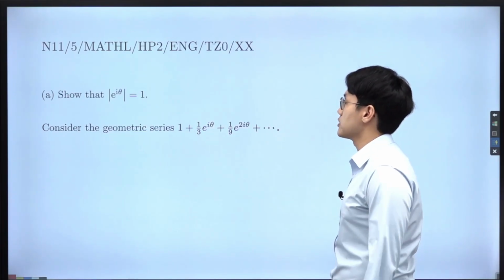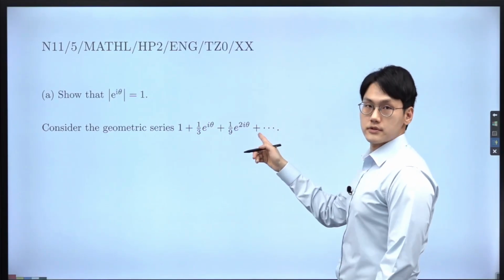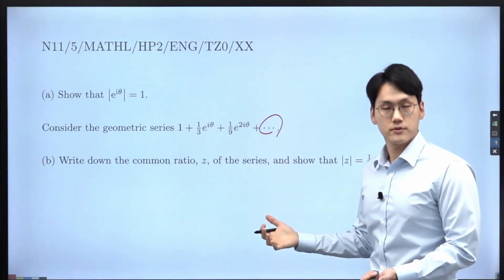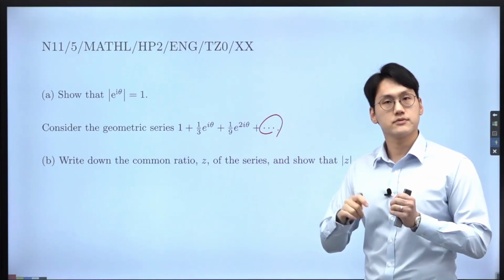Let's have a look at the next page. So here I was given this geometric series, which is an infinite geometric series with a common ratio whose modulus is between -1 and 1.